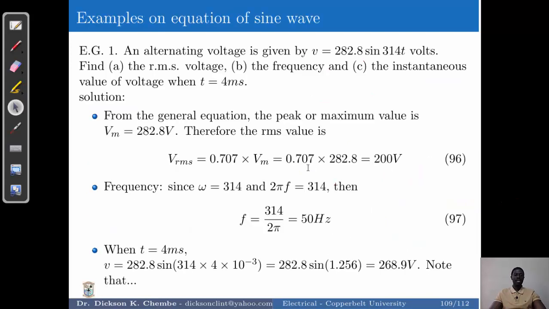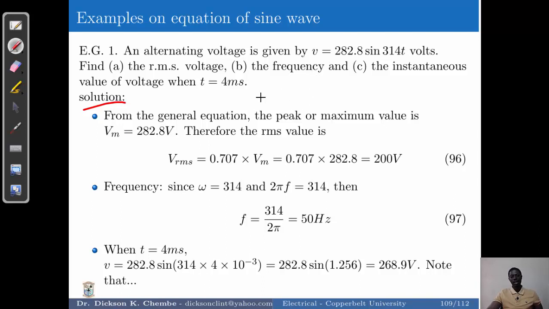Now let's look at one example. The example says an alternating voltage is given by V is equal to 282.8 sine 314 t volts. You are to find the RMS voltage, the frequency, and the instantaneous value of voltage when time is equal to 4 milliseconds. When we look at the solution, first you have to decipher what this equation is saying.